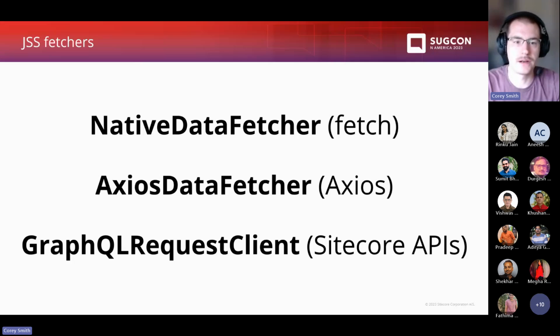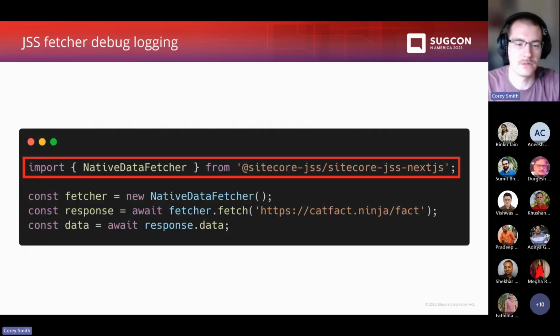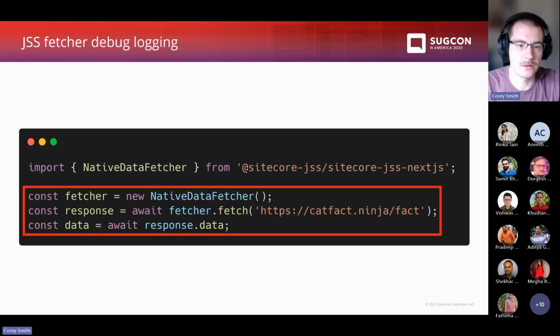But the overall advantage of using all of these is that they actually implement debug logging under the hood. So when you make an API call using one of these data fetchers, you can easily debug them by using that HTTP filter that I mentioned before with debug logging. They're easy to use. If you want to use the native data fetcher, all you have to do is import it from the Sitecore JSS Next.js library and make a new instance of it. The API for fetching with the native data fetcher is almost identical to just using fetch directly.